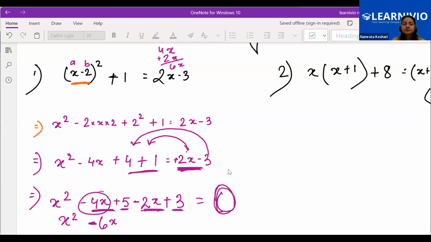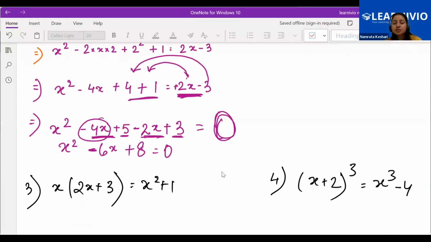5 plus 3 will be what? Plus 8. Plus 8 is equals to 0. Is it a quadratic equation? x square minus 6x plus 8 is equals to 0. The last step. Is it a quadratic equation? Is it quadratic? Yes. Yes, it is a quadratic equation.